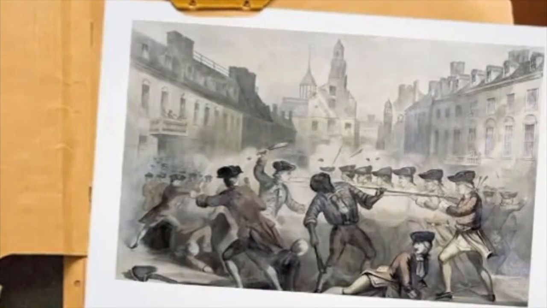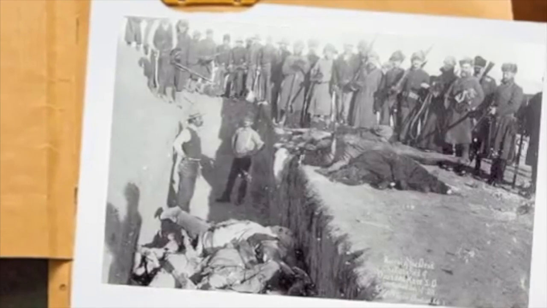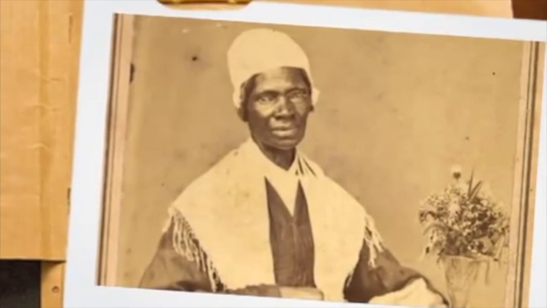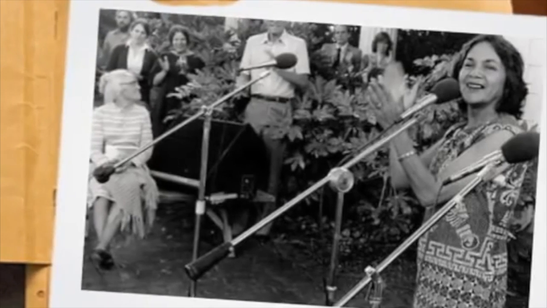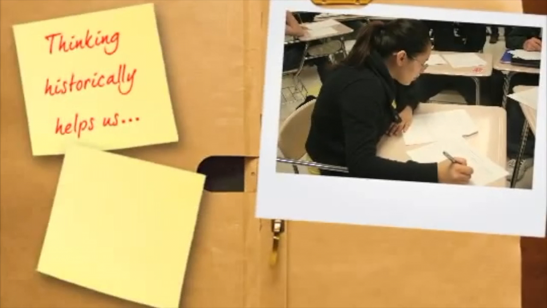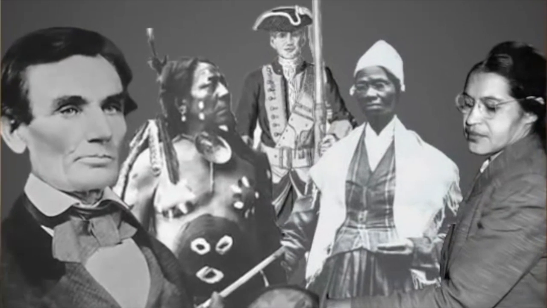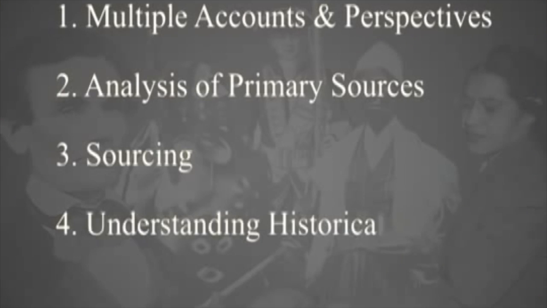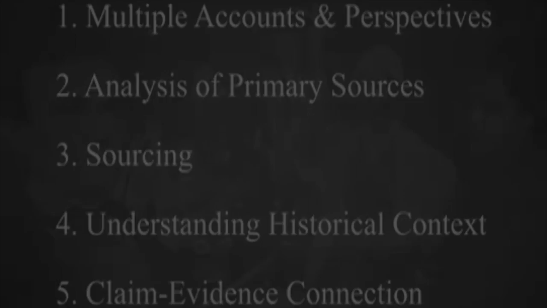Because the past is hard to retrieve. We can't travel back in time to see what happened at the Boston Massacre or at Wounded Knee, to hear Sojourner Truth's words, or understand how Cesar Chavez and Dolores Huerta mobilized the farm workers' movement. But thinking historically helps us get closer to that past, to retrieve and construct a more accurate and complete picture of what happened and what it meant. This video focuses on 5 aspects of historical thinking.